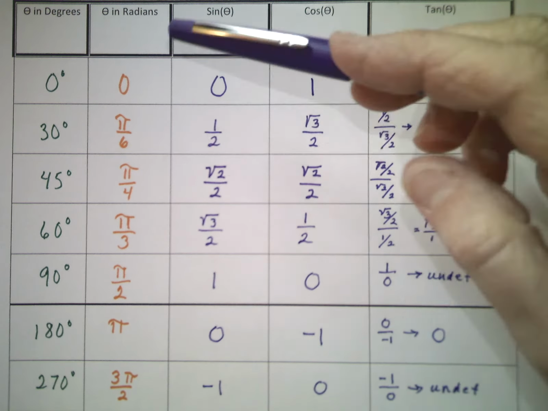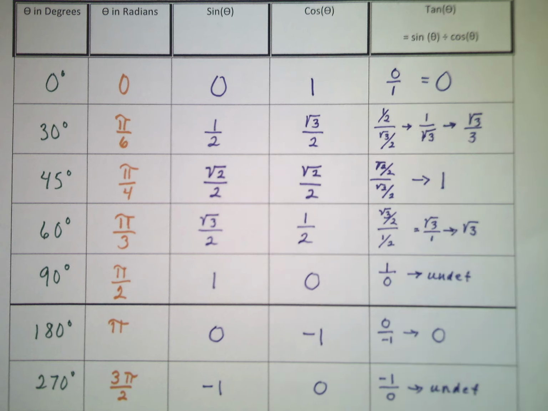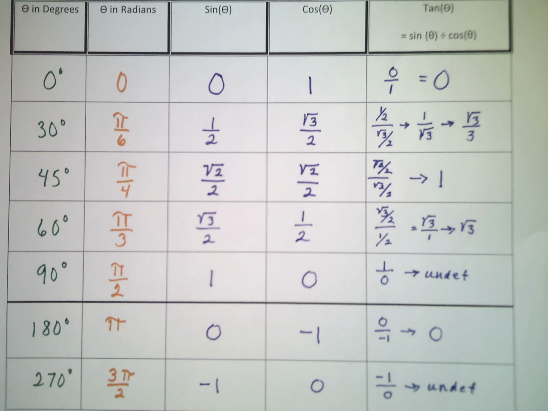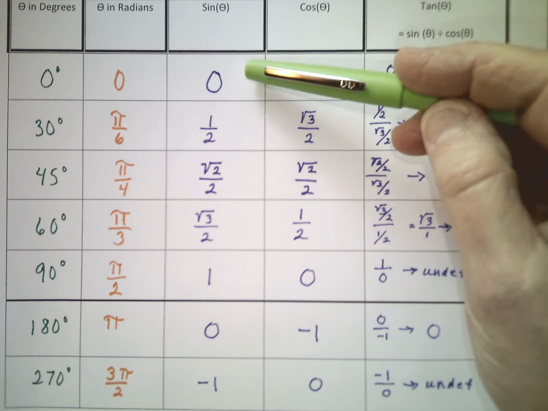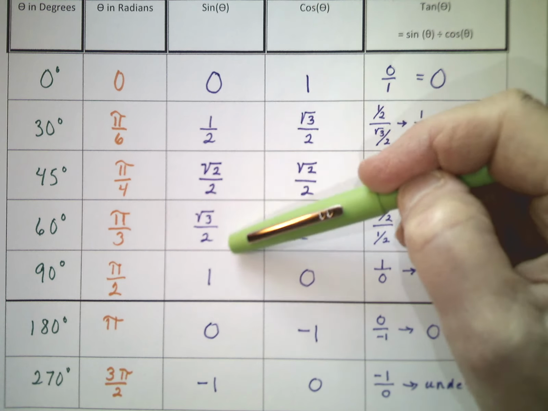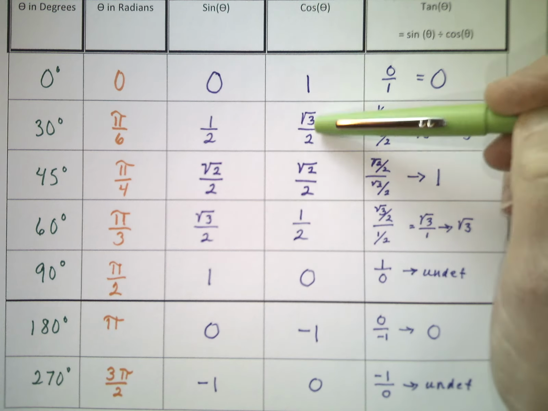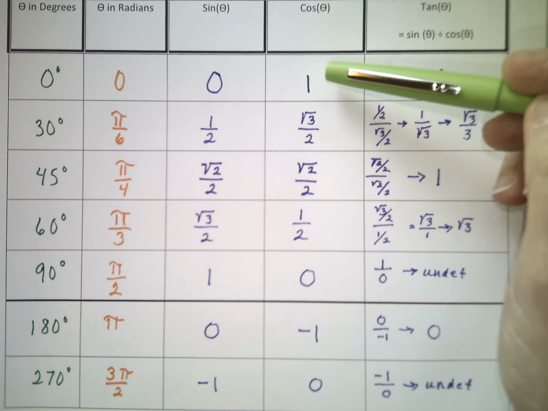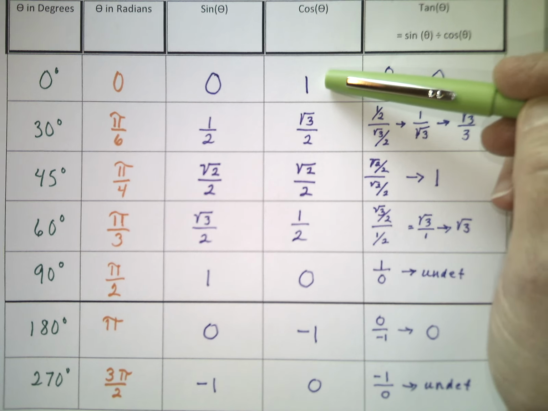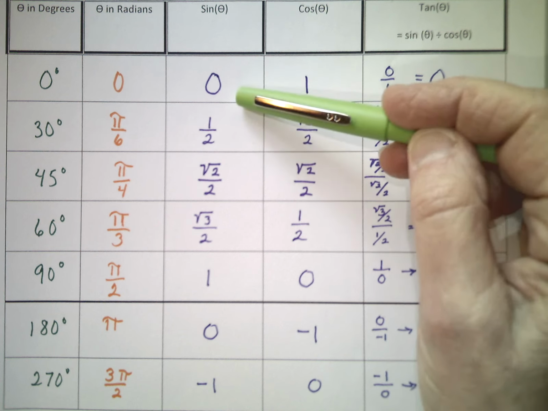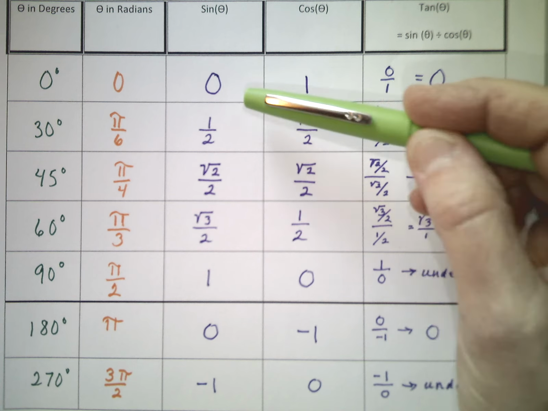Please take a moment to look over the chart, especially the sine and cosine values, and see if you notice any patterns. One pattern I was hoping you would notice is that the sine values going down are the same as the cosine values going up this way. They're the exact reverse of each other. And that's going to always be true for a very good reason. The sine of an angle is the same as the cosine of its complement.